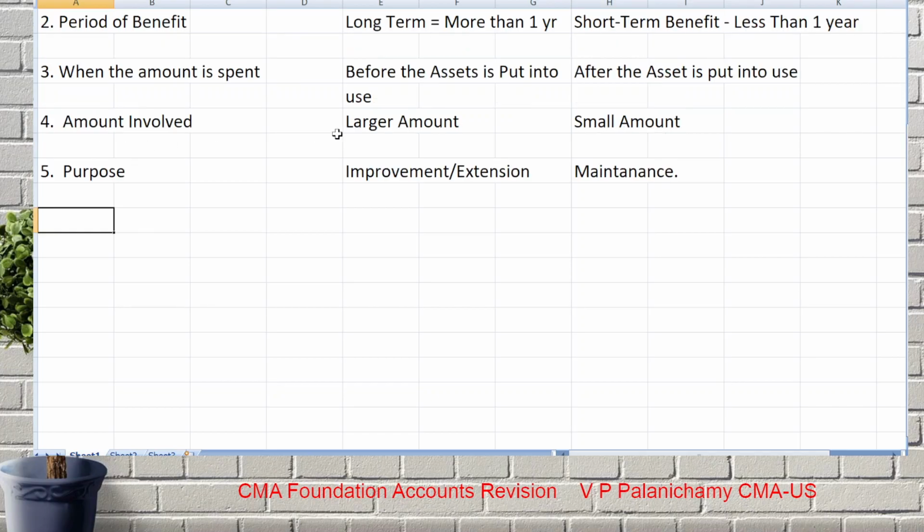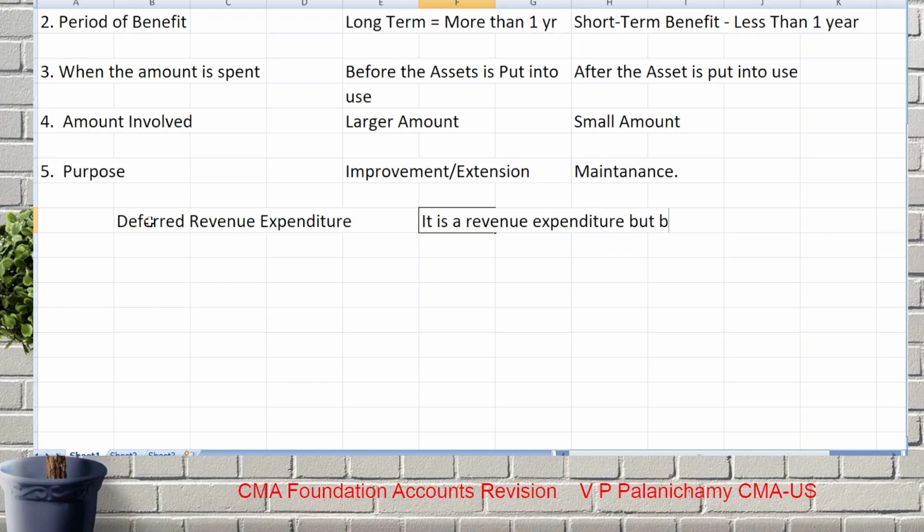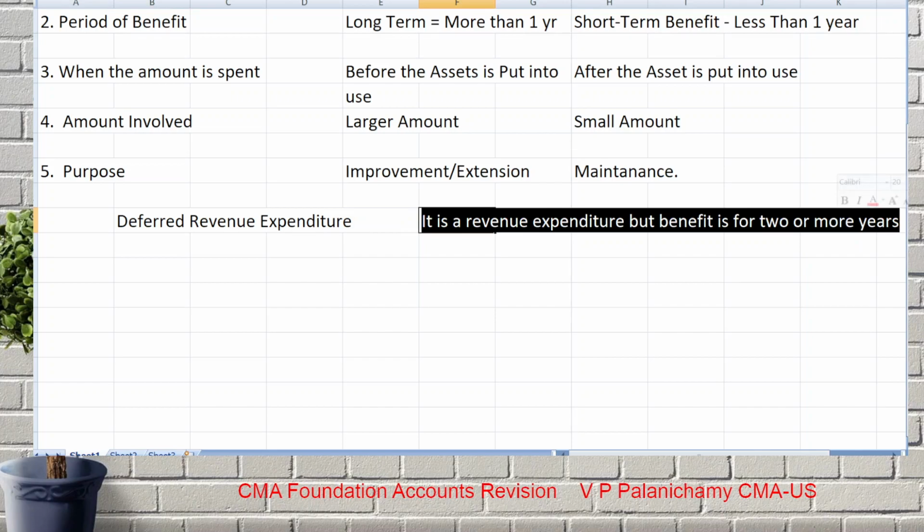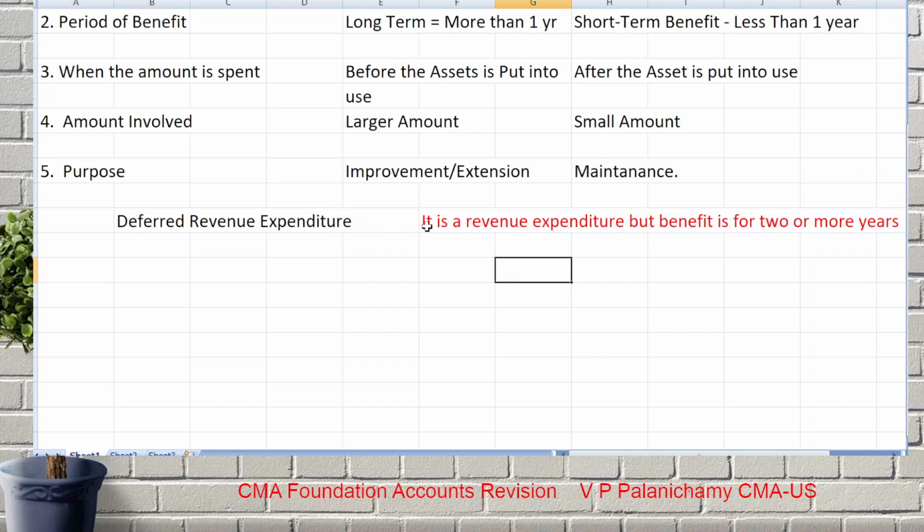Okay, there is something called as a deferred revenue expenditure. What is it? It's a revenue expenditure, but the benefit is for 2 or more years. Sir, it is a revenue expenditure, but benefit alone is for 2 or more years. Now that will become which expenditure? Deferred revenue expenditure.